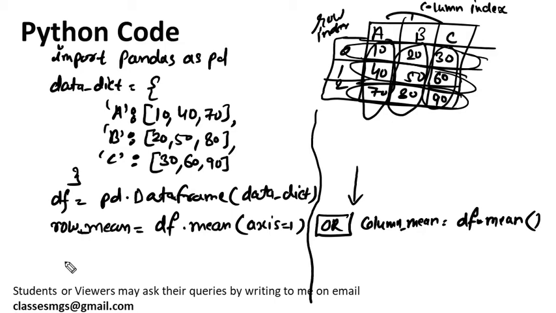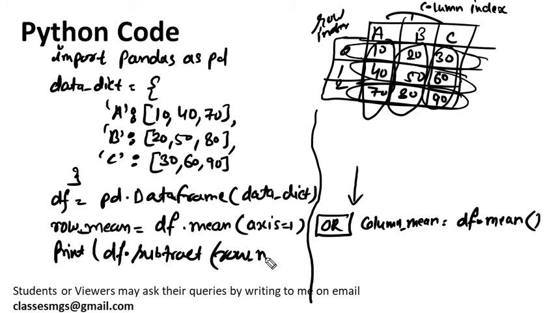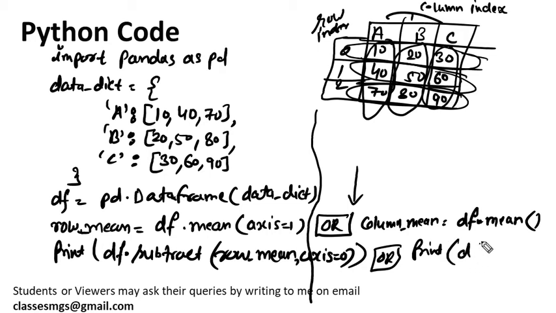Now you can use the subtract method and subtract the row wise mean from each element of the row. So you can directly print this way, print df dot subtract, and then you will pass this row mean here, and you need to pass axis equals to 0 here, because column wise you need to subtract. And that's all for this practical. Or if you want to do it column wise, then you can print df dot subtract.